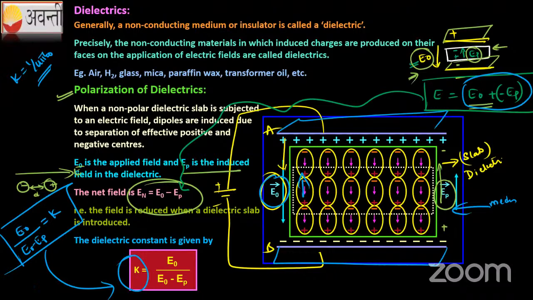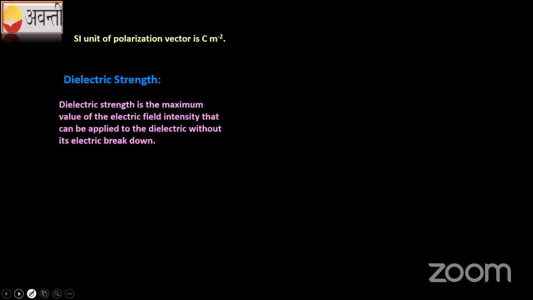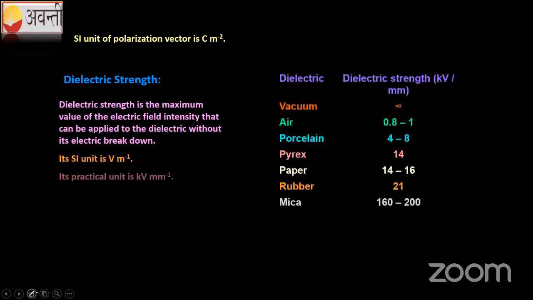Okay, we'll move on to the next concept. Look, here dielectric strength is our next concept. What is dielectric strength?